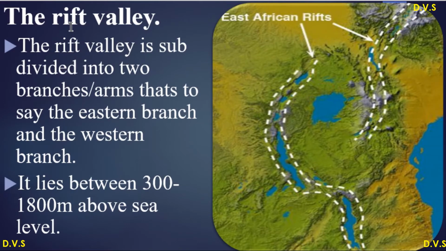The Rift Valley is our next region in East Africa. The Rift Valley is subdivided into two branches. We have the western arm and we have the eastern arm. As you see, this is the East African Rift Valley. This is East Africa, and the Rift Valley is stretching through East Africa from this region here, and the other arm is on this side. It lies between 300 to 1,800 meters above sea level.